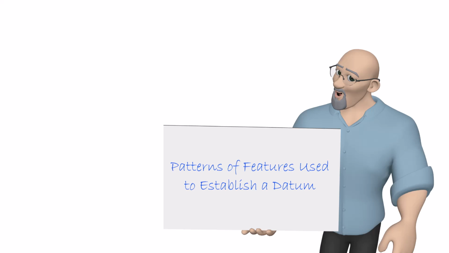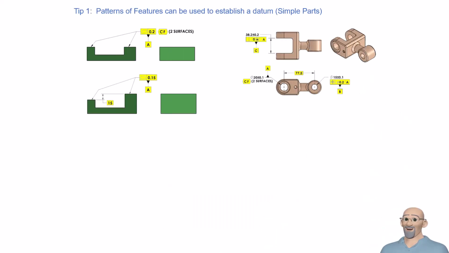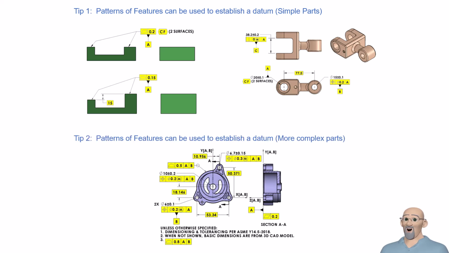Patterns of Features Used to Establish a Datum, Part 3 of 3. As we discussed in Part 1 and 2 of this tip, the Y14.5 standard tells us we can use a pattern of features to establish a datum. For this tip, we are going to explain why that isn't needed if the datum feature is referenced at MMB.